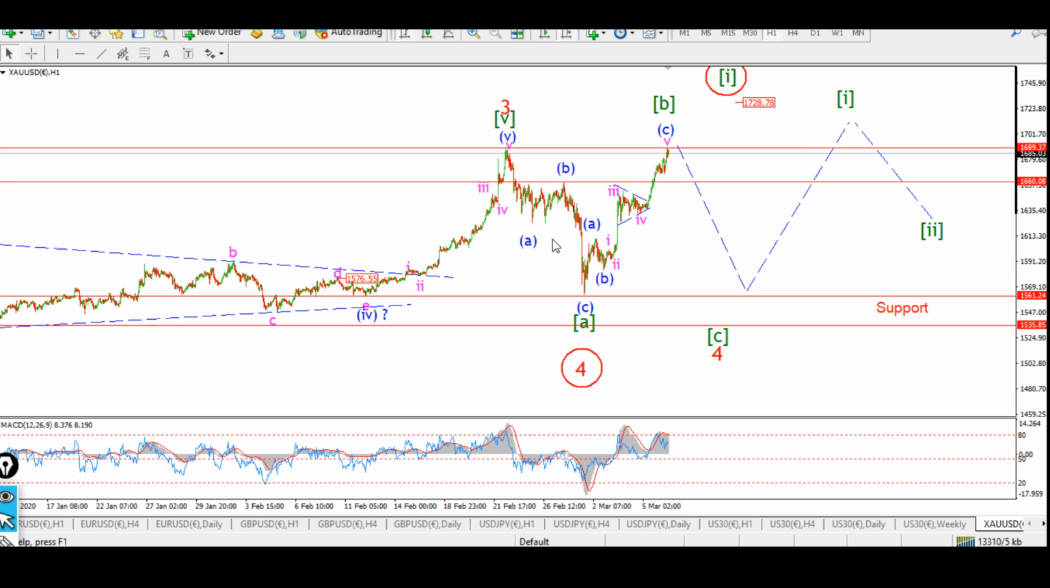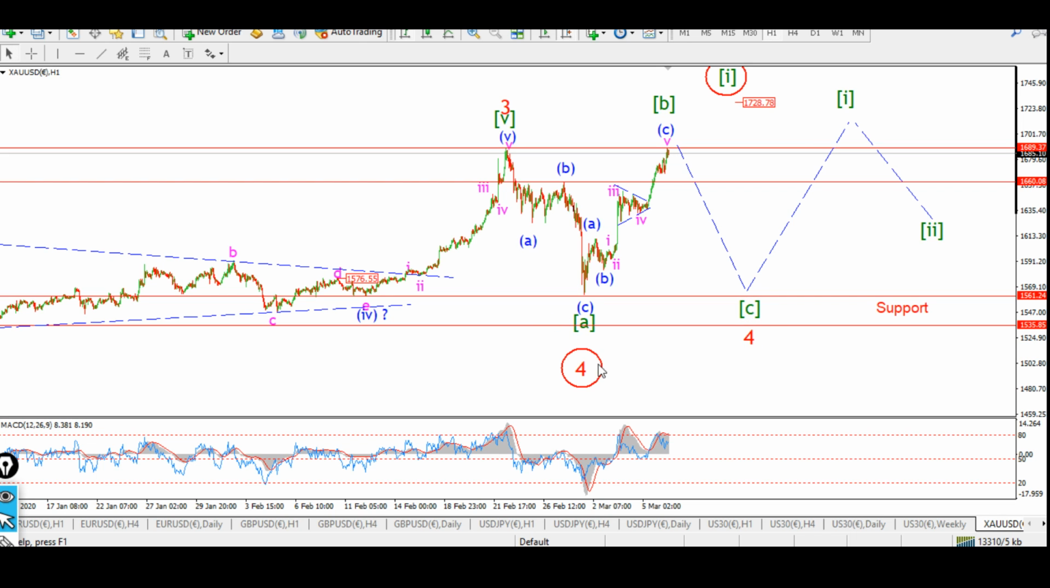Okay, so this is gold, and I'm beginning to look at that alternate count again. We're up at a double top high right now. We're looking for a rally in wave B, but this rally in wave B has extended. It can still be counted as an A, B, and an extension in wave C, and then we would expect a decline again in the larger wave C to complete wave 4.